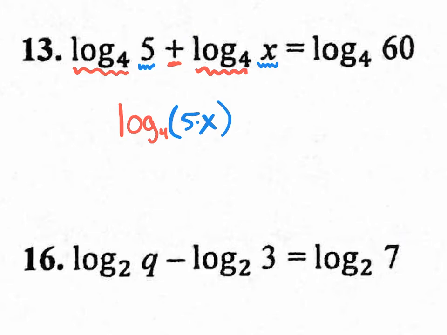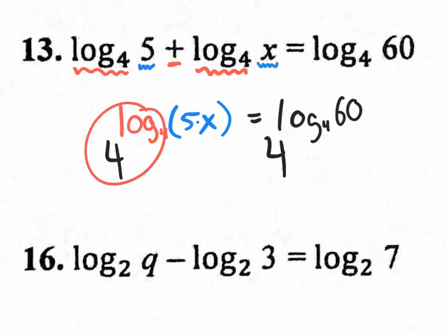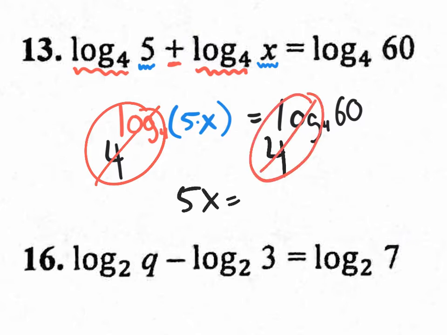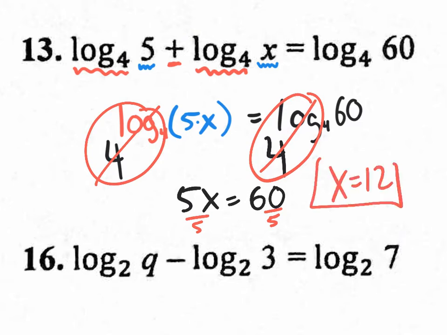Now let's look at the right side. There's nothing to condense. It's just simply log base 4 of 60. So we're of course going to raise both sides. This whole thing is going to become the power of base 4, and this whole thing over here is going to become the power of base 4. And yes, 4 to the log base 4 eliminates, 4 to the log base 4 eliminates. So we have 5x equals 60. If we divide both sides by 5, our final answer is x equals 12.